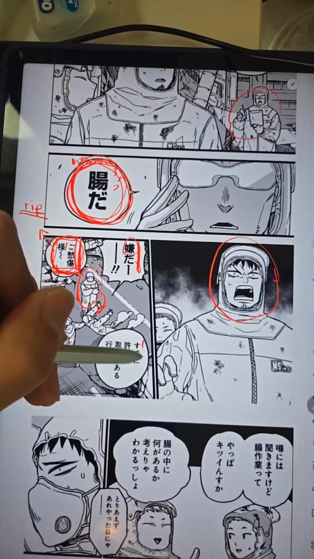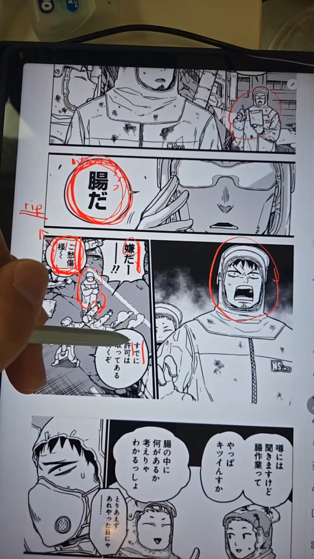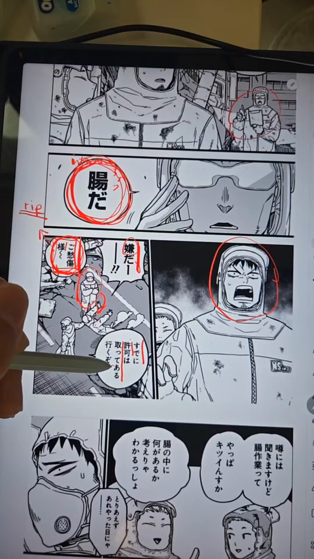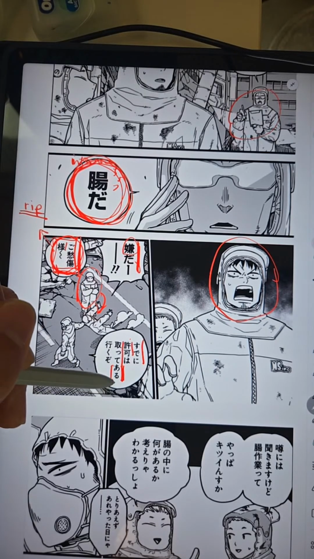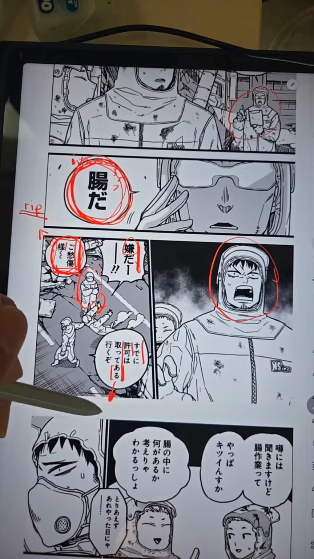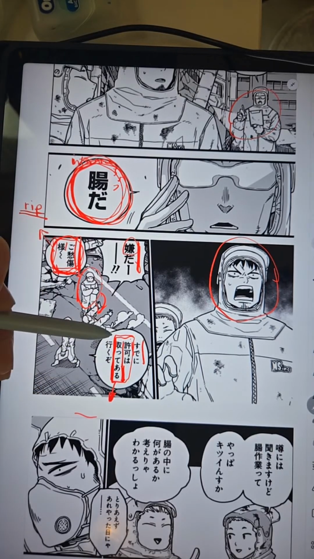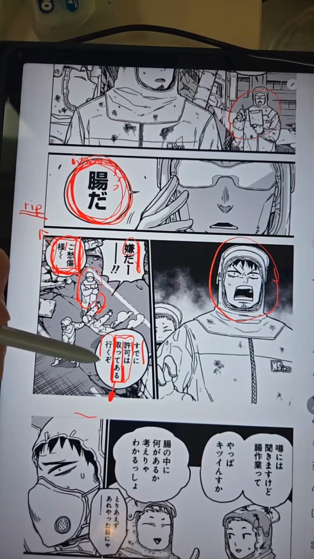はい、すでに許可は取ってある。取ってある. This one, て form plus ある means something has been done already in advance. So permission has been taken, meaning I already got the permission. 行くぞ. Hey, let's go. Dragging him. Okay.